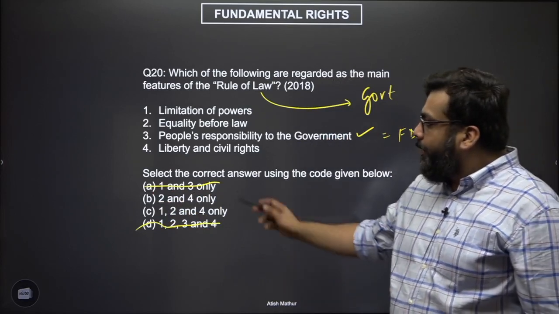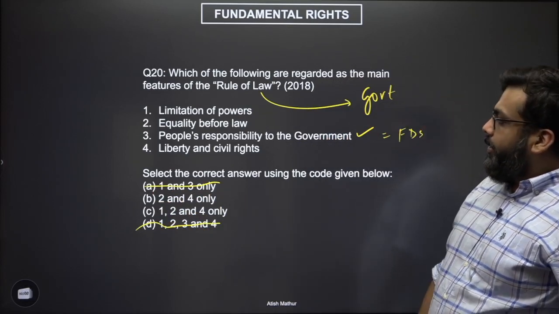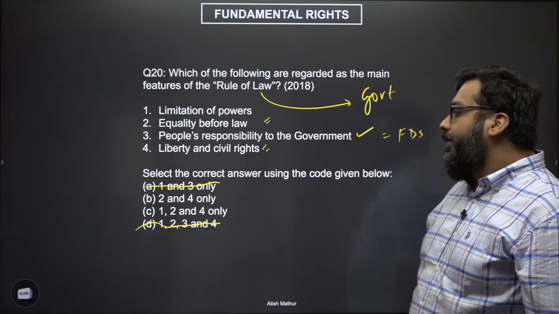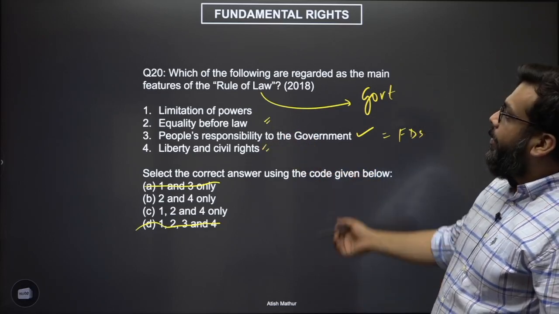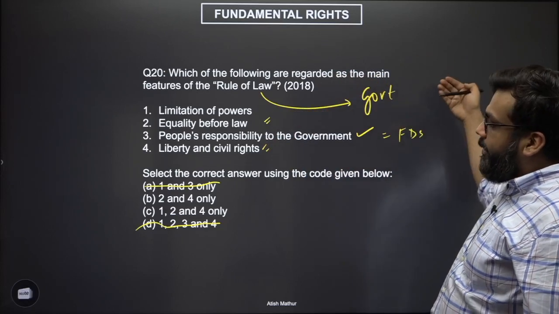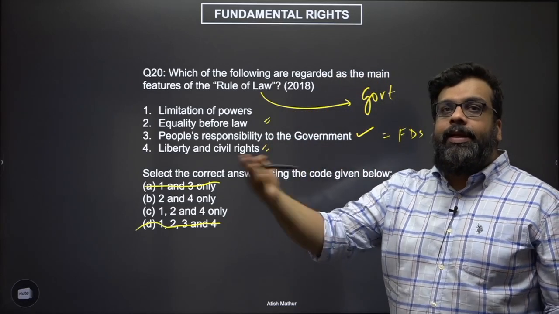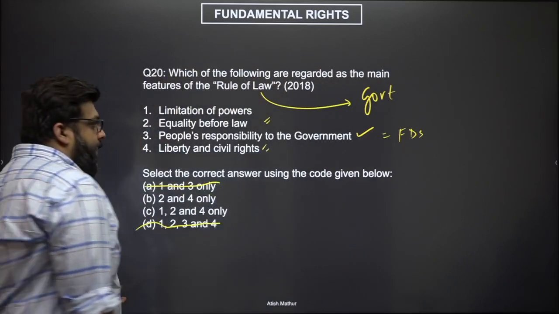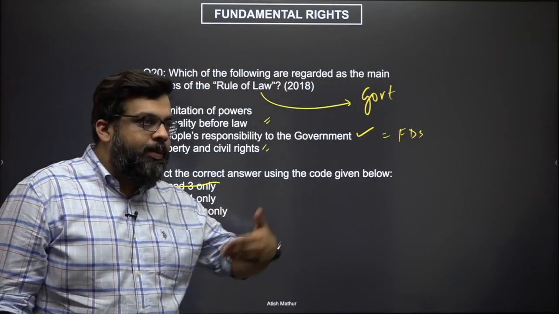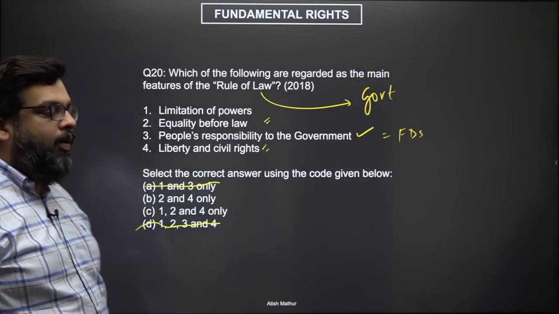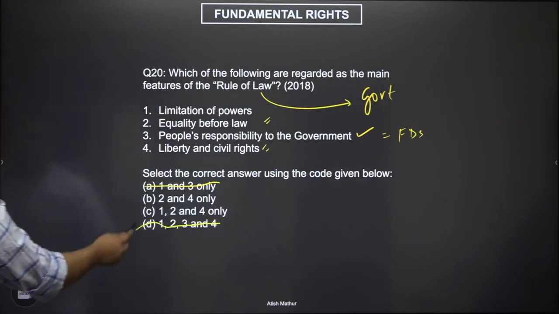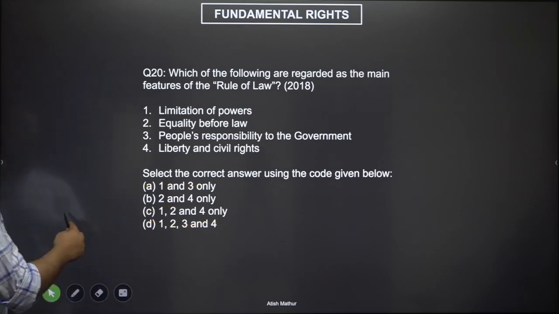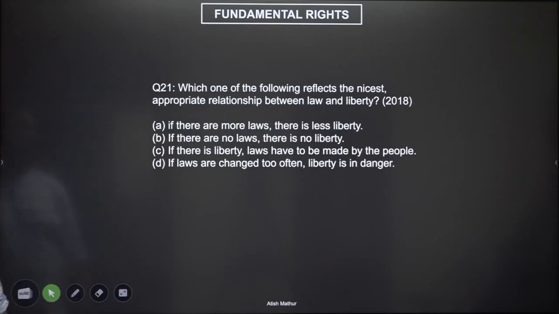Now we are left with 2 and 4, and 1, 2 and 4. We just have to check whether 1 is correct or not. 1 is definitely correct because rule of law places restrictions on the law so that it can be just. Restrictions on the powers of its application, on the powers of it to be applied arbitrarily or in excess. So the answer should be C, 1, 2 and 4. Right? There we go. Next.